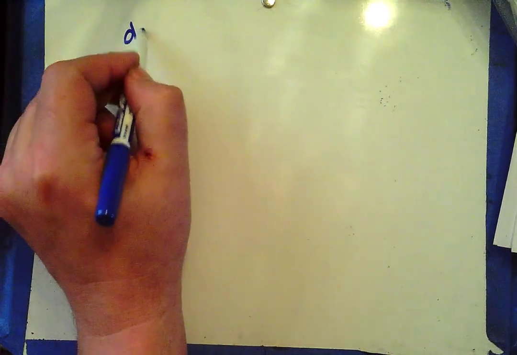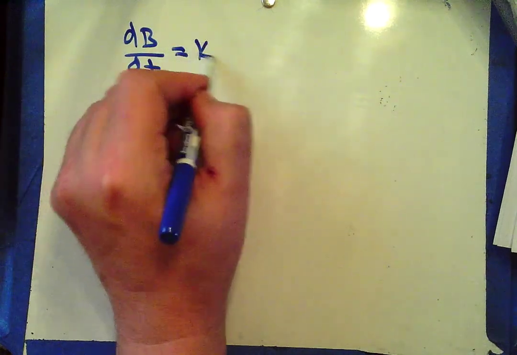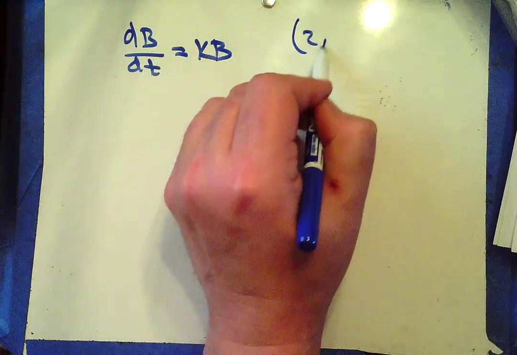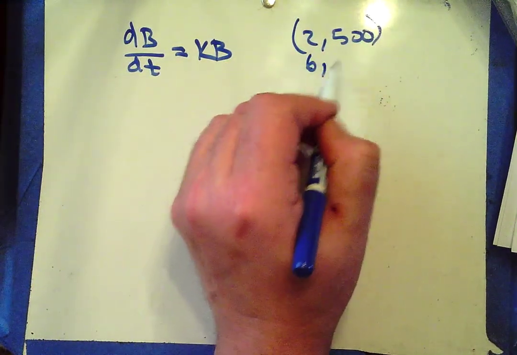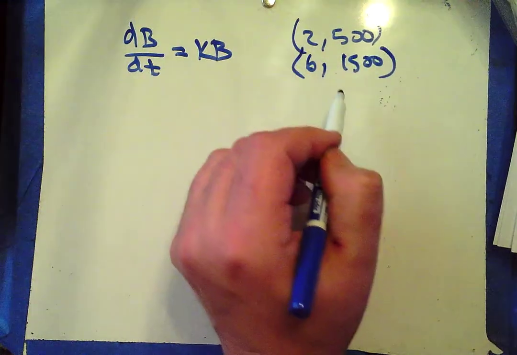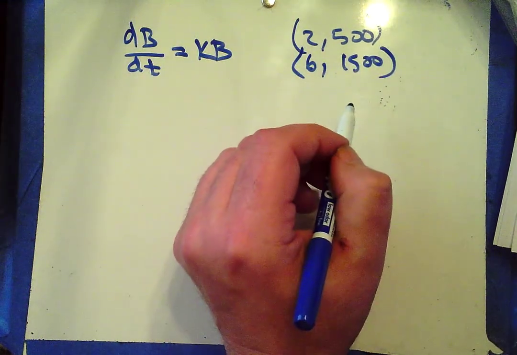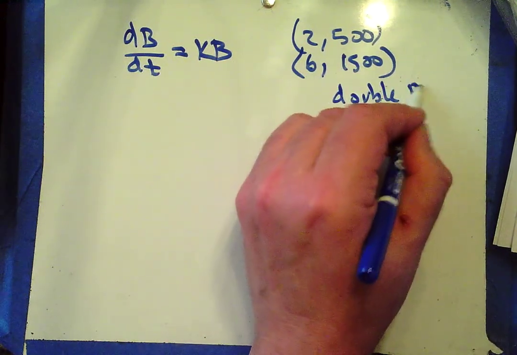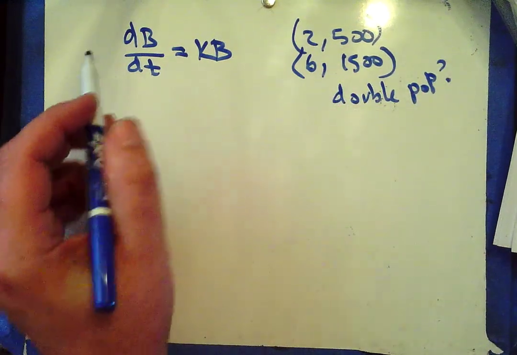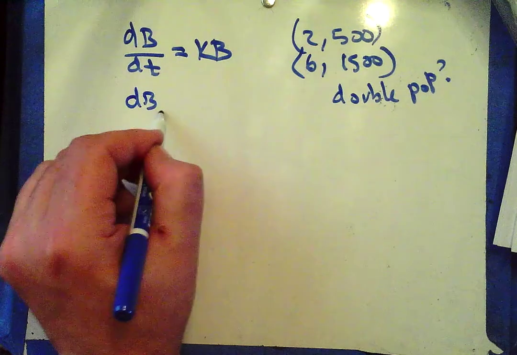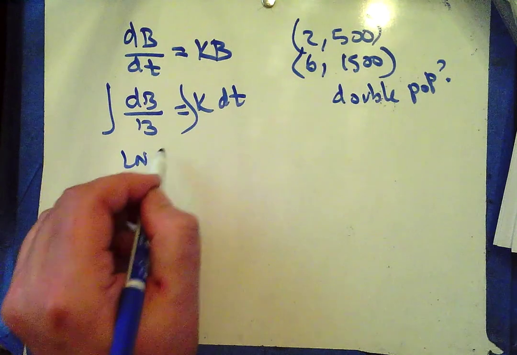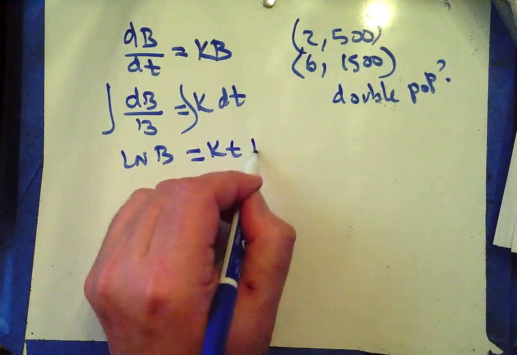35. The rate at which bacteria grows, so dB/dt, is proportional to the number of bacteria present. At 2, there were 500. At 6, there were 1,500. Approximately how long does it take for the population to double? Okay, double. All right, so let's build this. We've got dB over B equals k dt. We integrate, we get ln of B equals kt plus C.